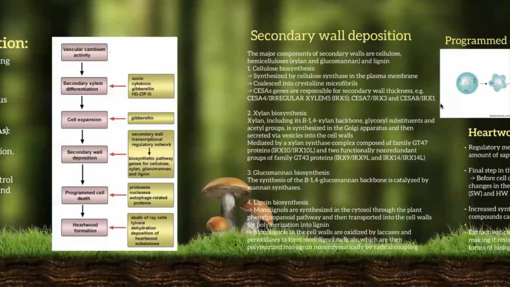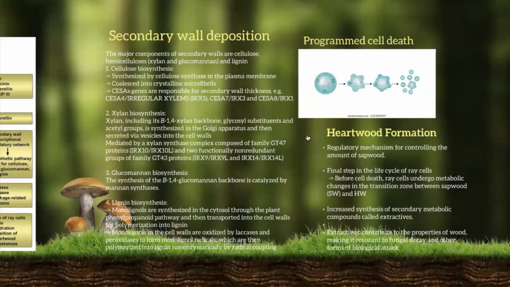Let's talk about secondary cell wall deposition. The major components of secondary cell walls are cellulose, hemicelluloses that include xylan and glucomannan, and lignin. Cellulose is synthesized by cellulose synthase at the plasma membrane, resulting in crystalline microfibrils. This process is regulated by cellulose synthase catalytic subunit genes, which control the thickness of the secondary wall.